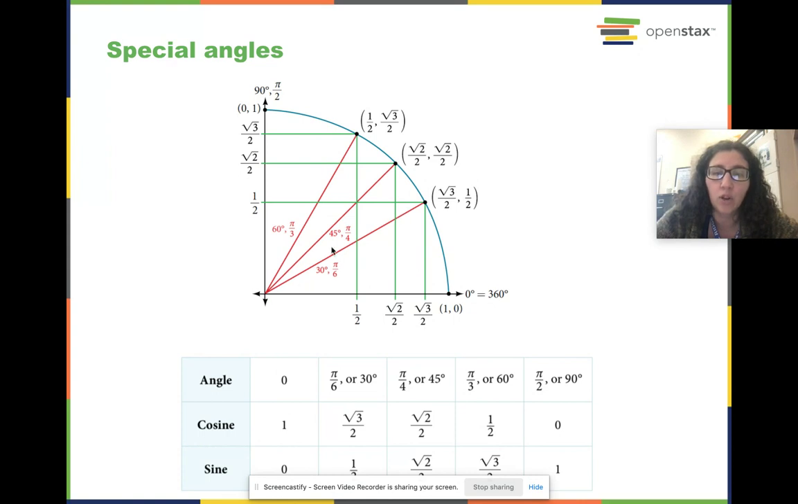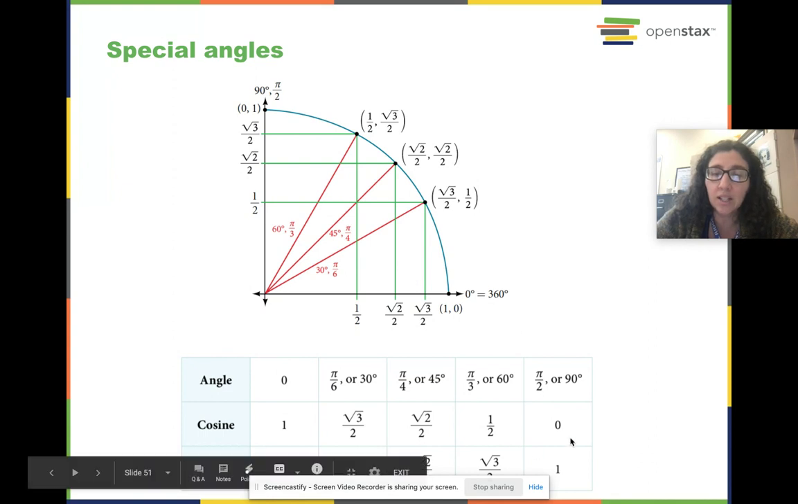All right, so here's the summary. Okay, 30 degrees, 45 degrees, 60 degrees. For 45 degrees, remember it was square root of 2 over 2 for both of them. For 30, it's square root of 3 over 2, 1/2. For 60 degrees, it's switched. This is 1/2, this is square root of 3 over 2. And here this is in a table.